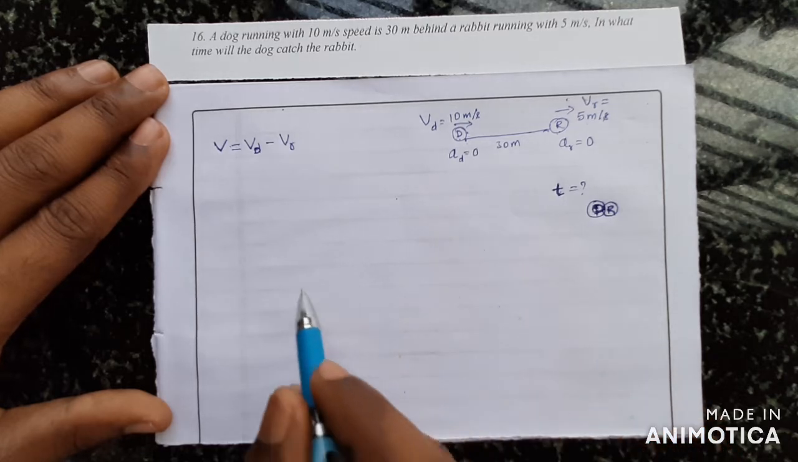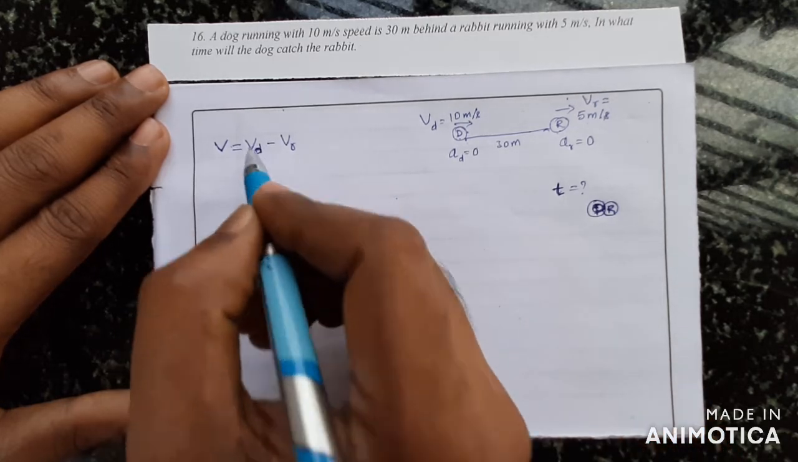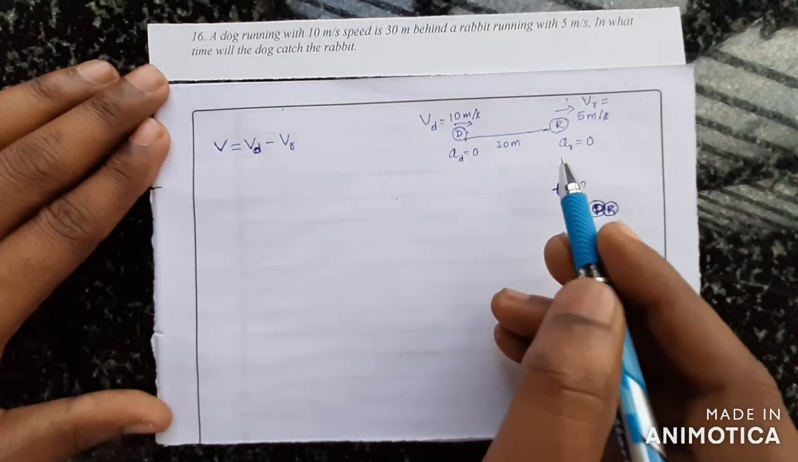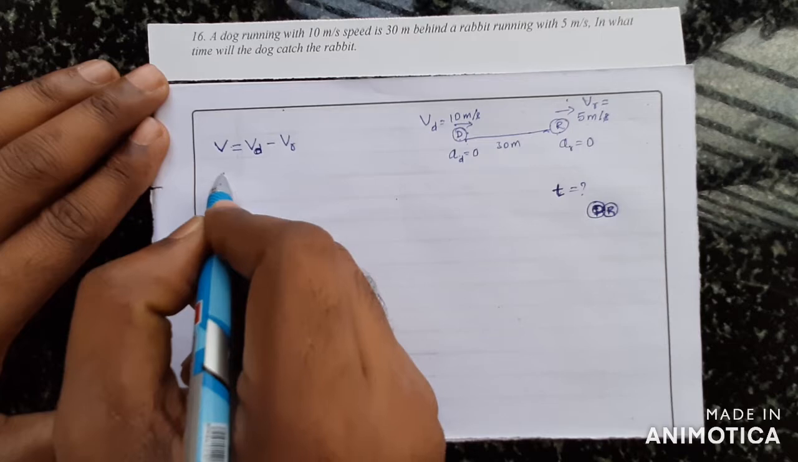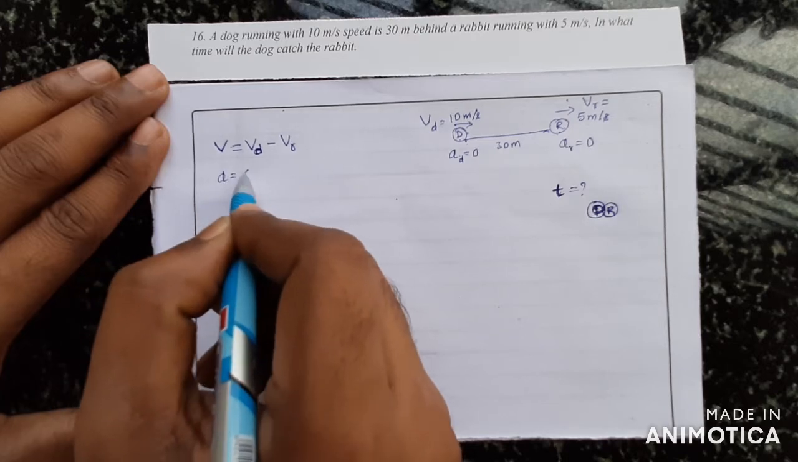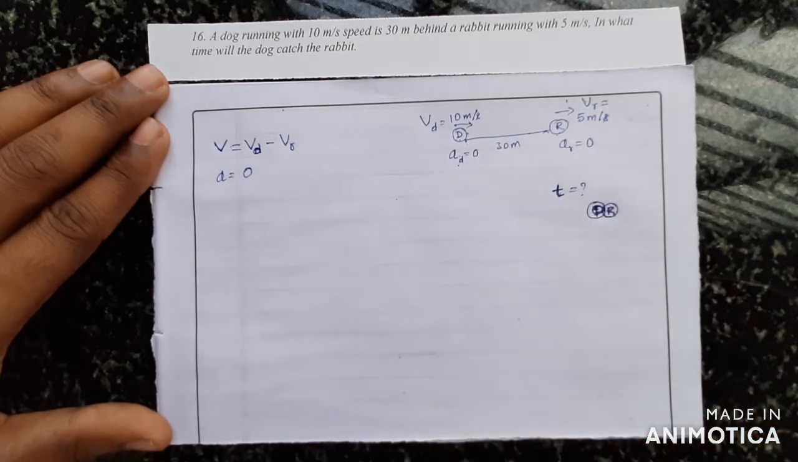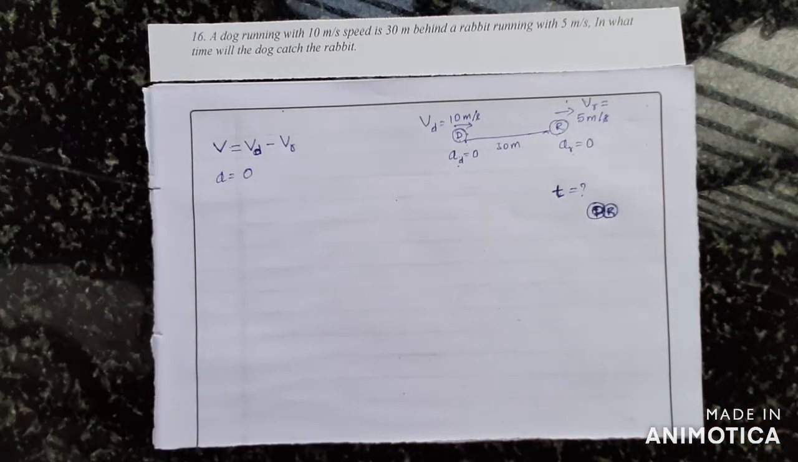Now coming to relative acceleration, is there any relative acceleration? No. Relative acceleration between them is 0. Why? Because acceleration of dog is 0, acceleration of rabbit is 0, and hence relative acceleration is also 0.